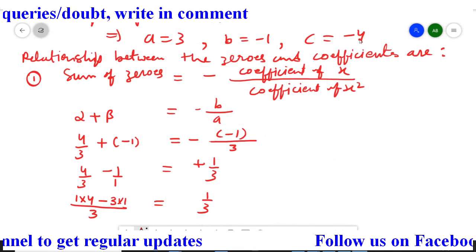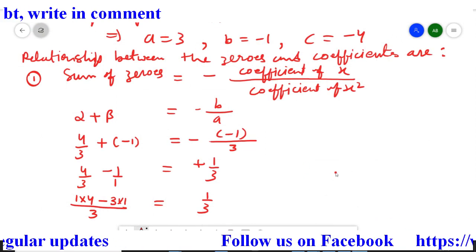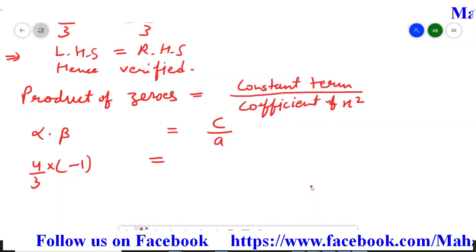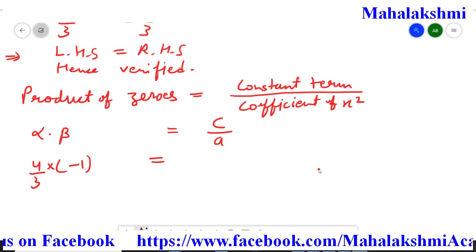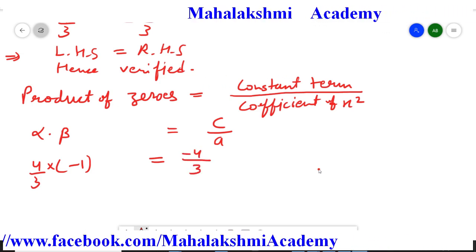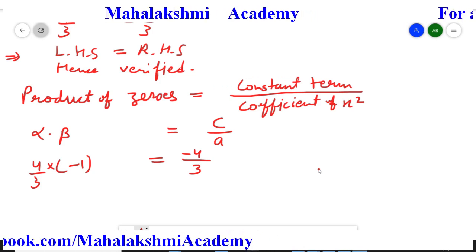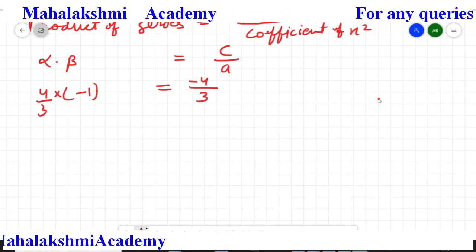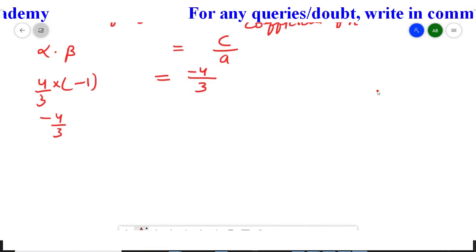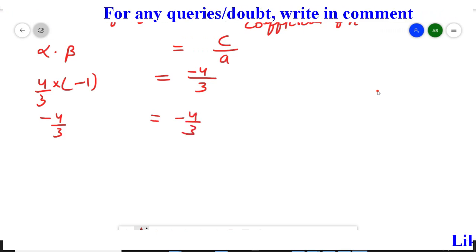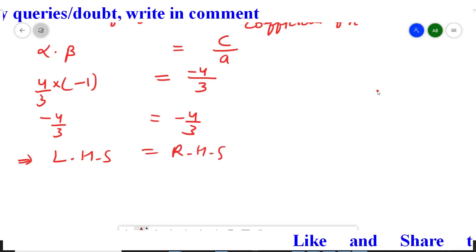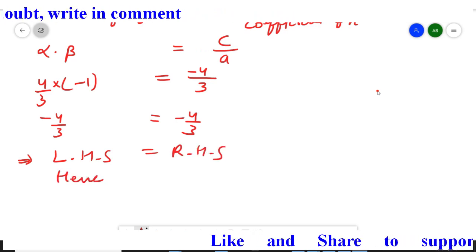So constant term is minus 4 and a is 3. So we will substitute it. Now when we multiply them, we will get minus 4 upon 3, and here also minus 4 upon 3. So like this, both the sides are same. The left hand side is same as the right hand side. So this relationship is also hence verified.